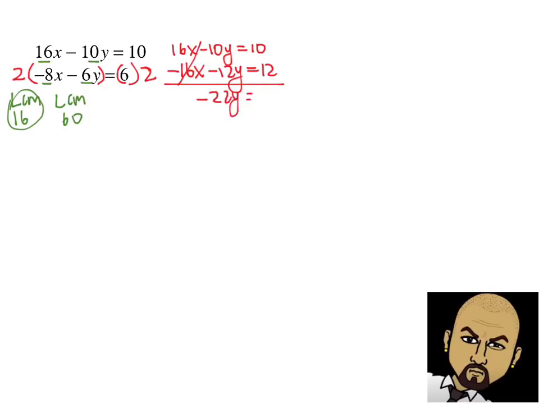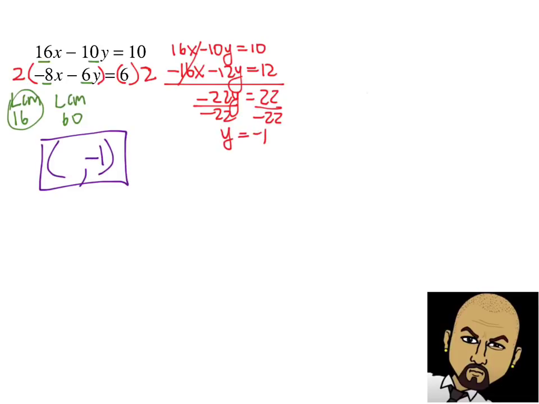And then you end up with -22y equals 22. Divide both sides by -22, and you end up with the solution of y equals -1. And I went ahead and wrote down my solution and made sure that I put the y value where the y coordinate goes for my ordered pair.